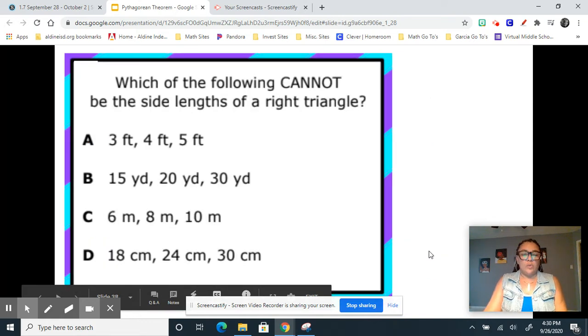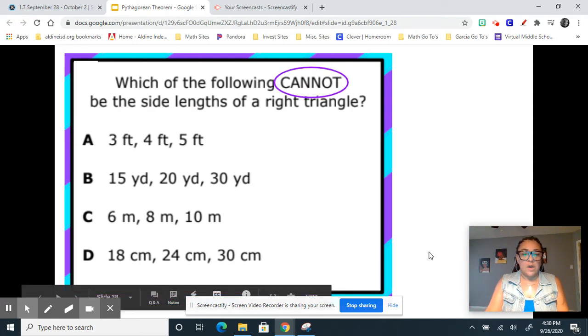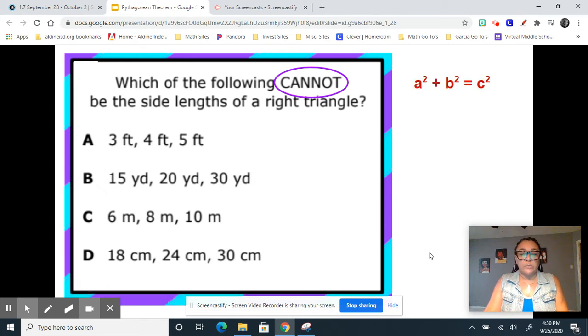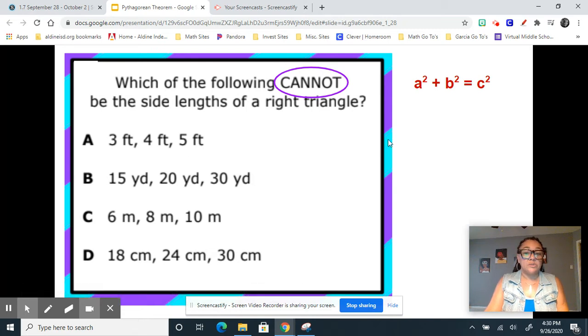Second example: which of the following cannot be the side lengths of a right triangle? We have to be careful here of the word cannot, okay? We're going to do the same thing. We're using a squared plus b squared equals c squared. We're making sure the longest length is substituted for the hypotenuse, which is represented by c.